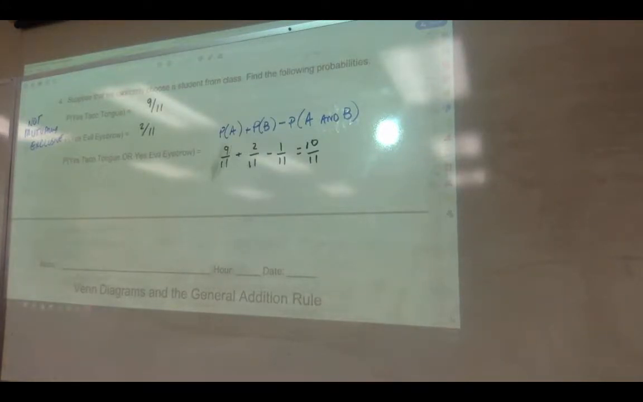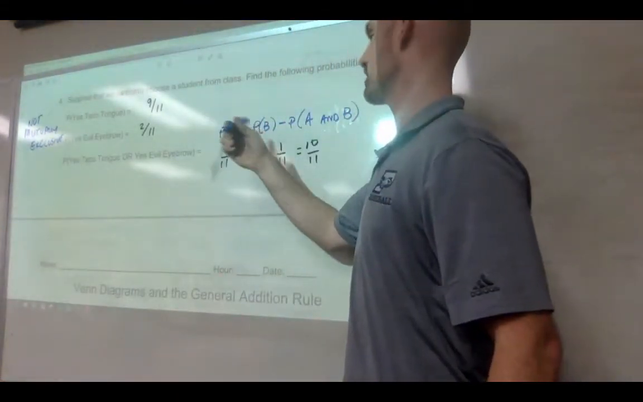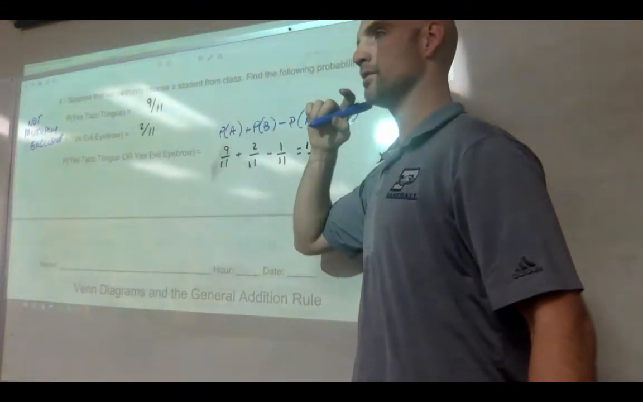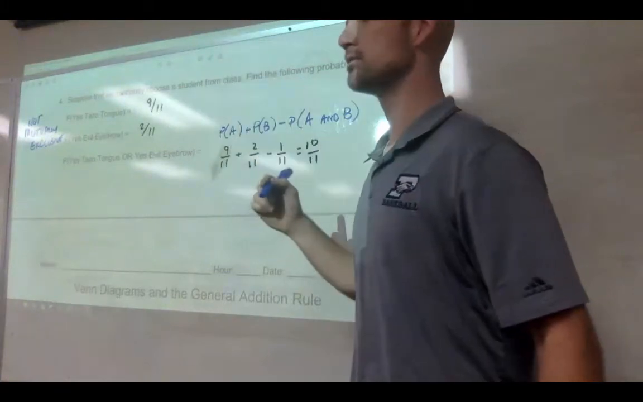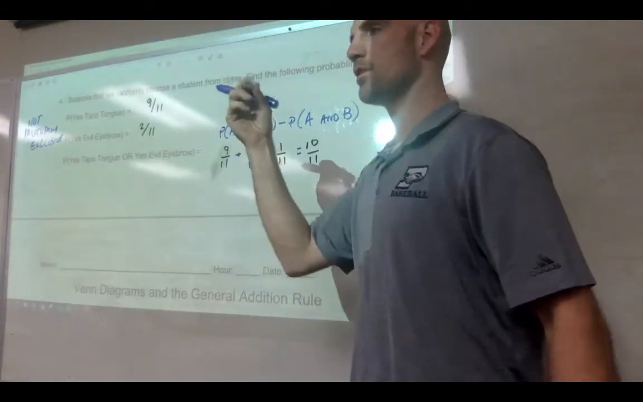What's the probability that you could do both? You can't do both of those. You can't do no evil eyebrow and evil eyebrow. So if you think about it like this, probability of the first event plus the probability of the second event minus the shared, what's shared in the one before? Nothing. There's no one that can do both of those.